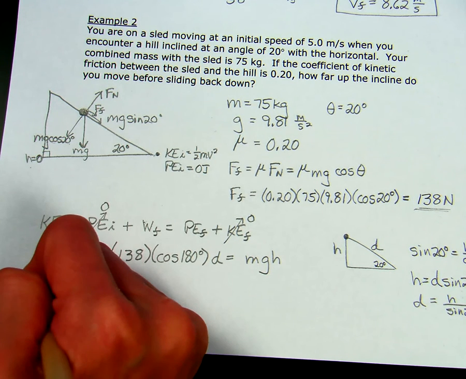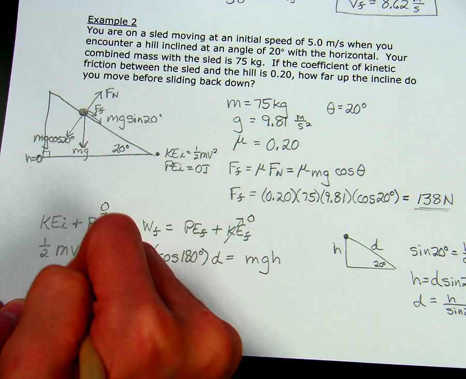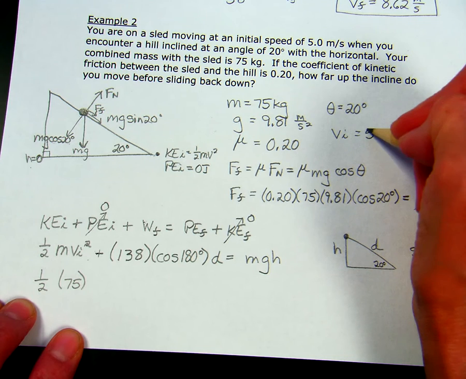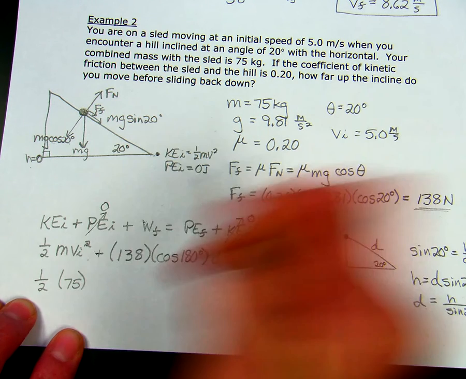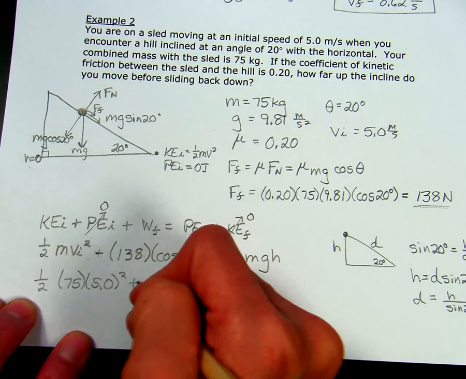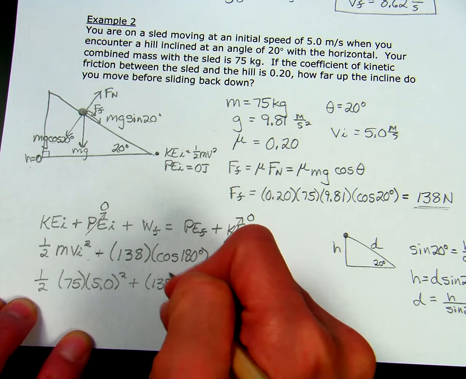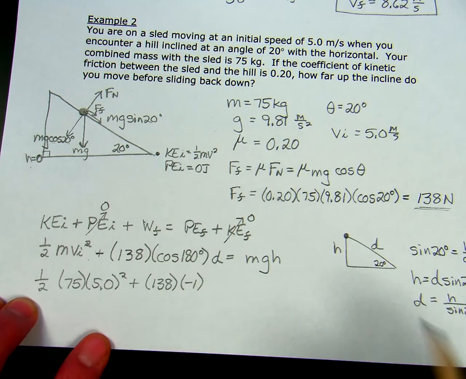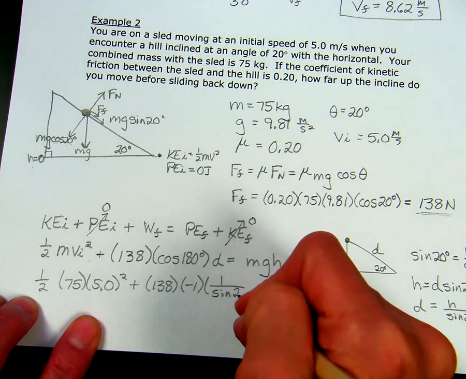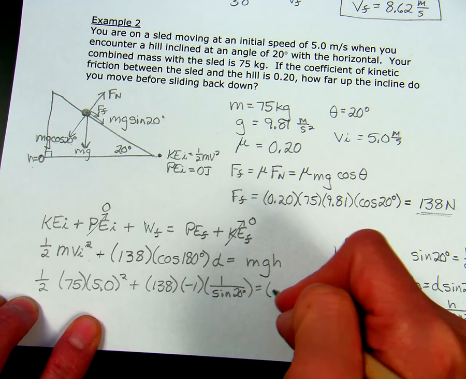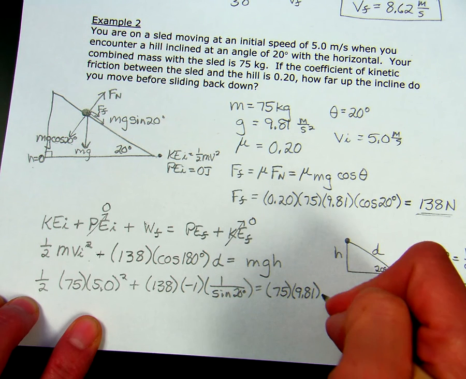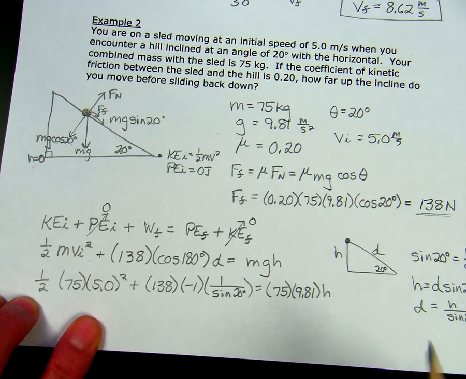Now, the combined mass is 75, and it says I have an initial speed of 5 meters per second. I have to place that in the equation also and square that. Plus 138 cosine of 180 is -1. And then I'm going to place H over the sine of 20. And that equals the mass, which is 75, times acceleration due to gravity, 9.81, times H. Oops, forgot to put the H here.